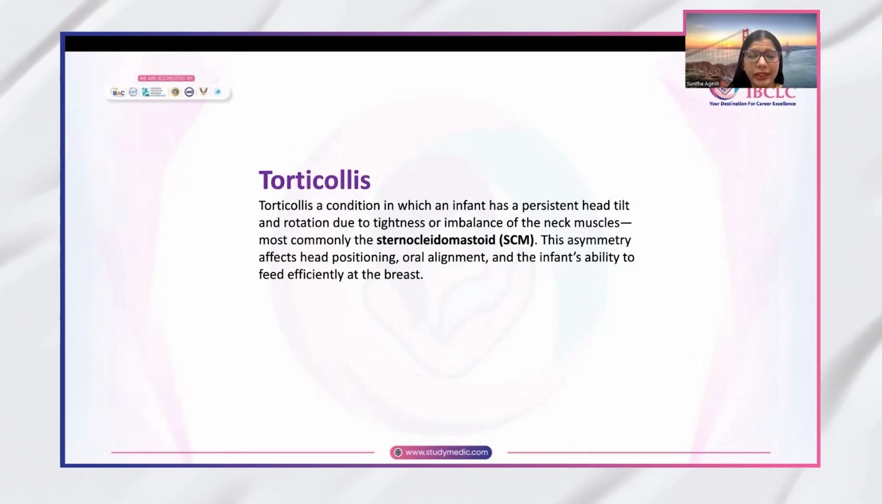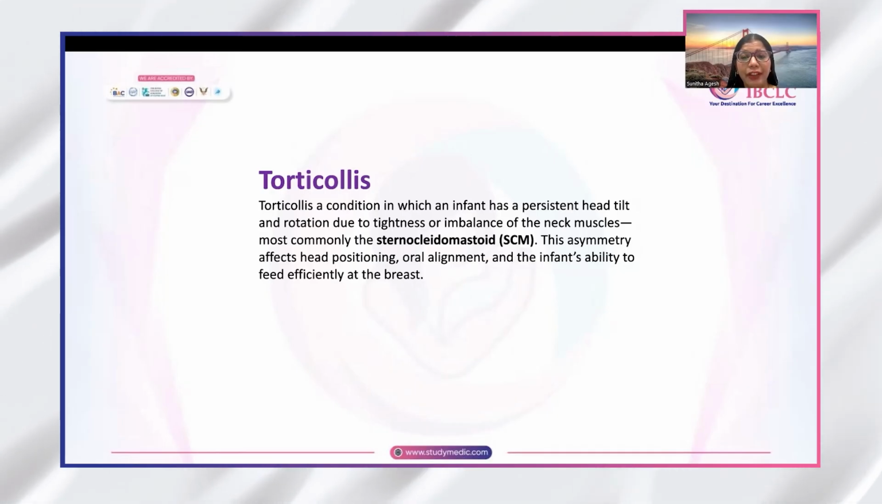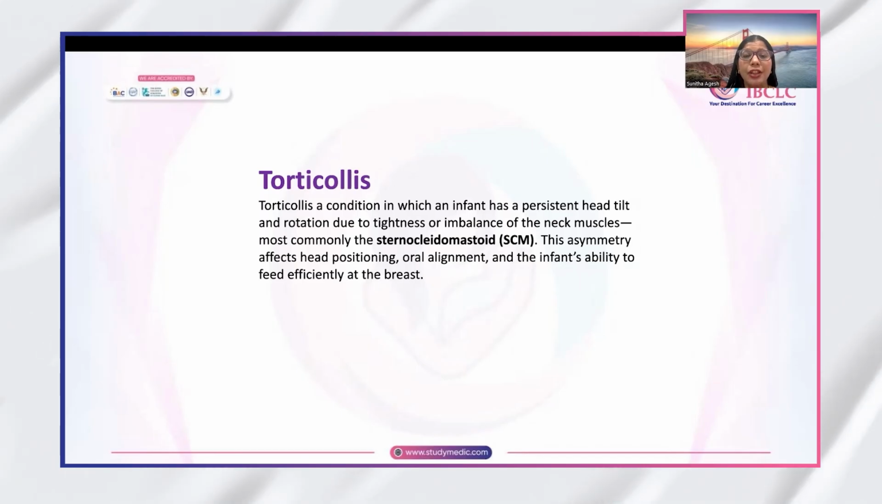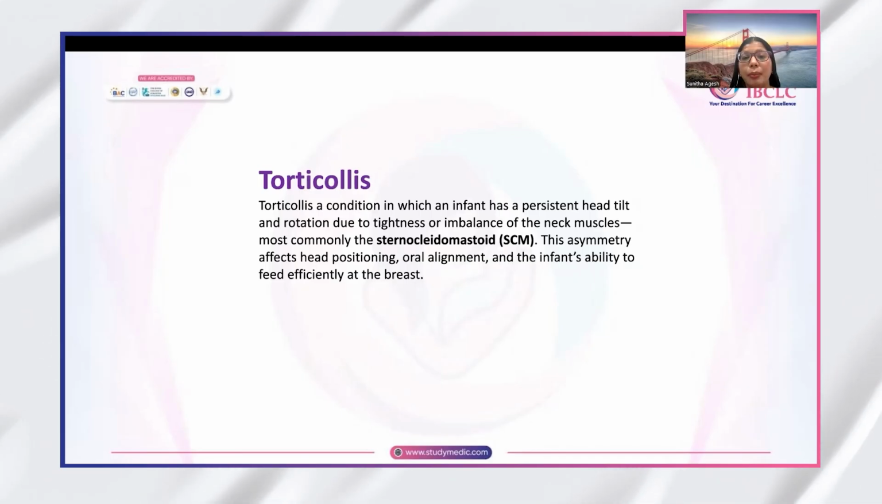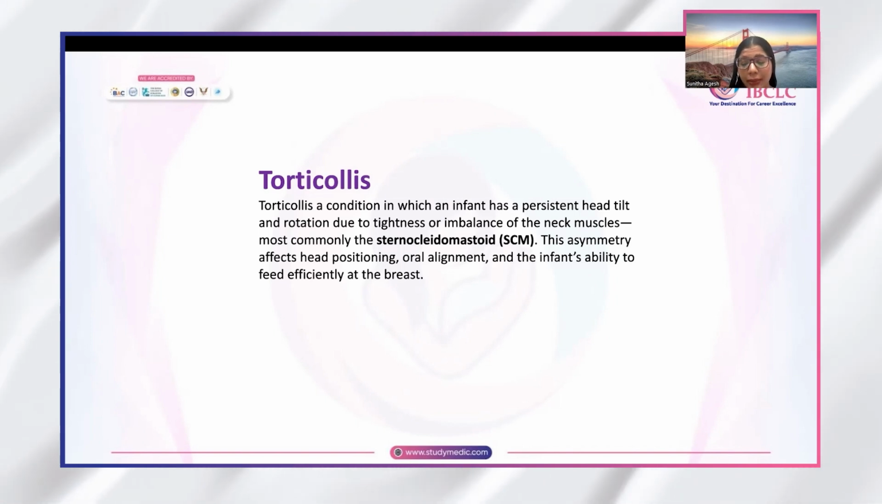Next one is torticollis. Torticollis is the condition where an infant has persistent head tilt and rotation due to tightness or imbalance of the neck muscle, most commonly the sternocleidomastoid muscle. If the baby has a short muscle on the right side, it can cause right torticollis, and the baby's head will be tilted to the right side. The baby looks towards the left side. That is right torticollis.